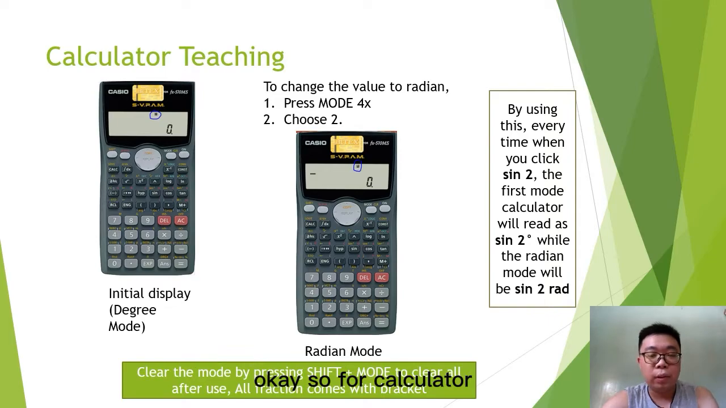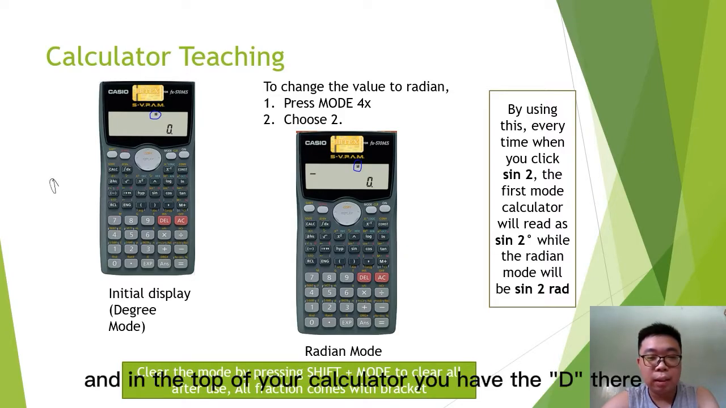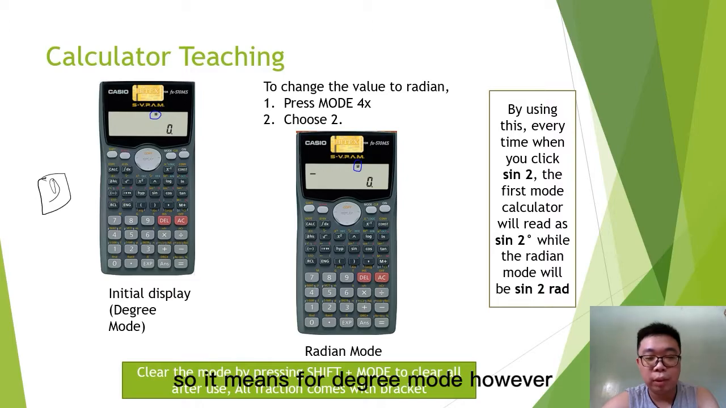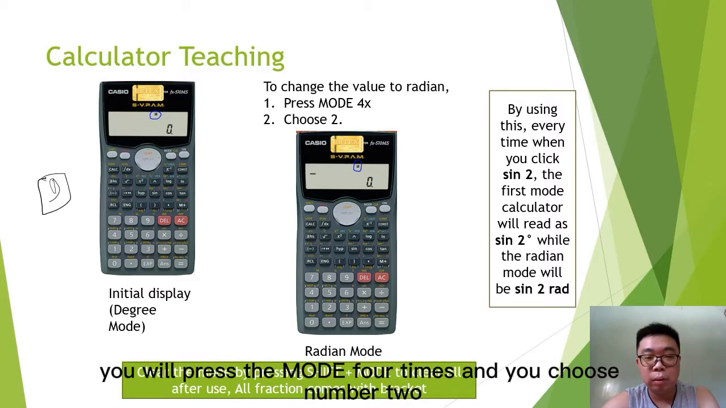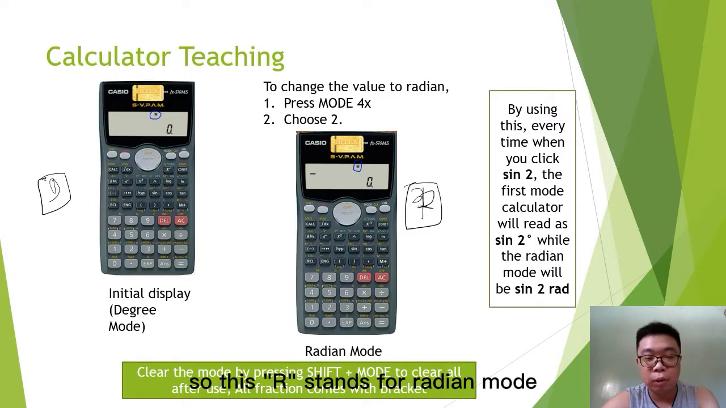For the calculator, it starts with the initial display on degree mode. At the top of your calculator you have a D, which means degree mode. When you want to change the mode to radian, you press mode 4 times and choose number 2, so that you can see at the top of the calculator an R. This R stands for radian mode.